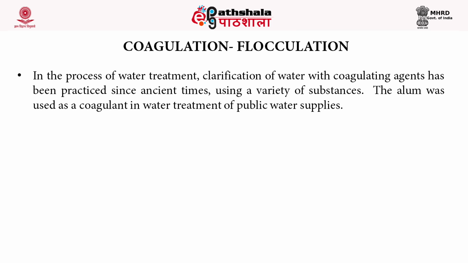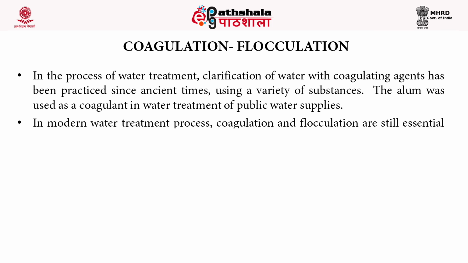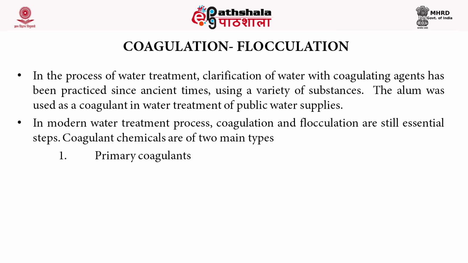In the process of water treatment, clarification of water with coagulating agents has been practiced since ancient times using a variety of substances, and alum was used as a coagulant in water treatment and more formally in the treatment of public water supplies since the 17th century. But in modern times also, in the water treatment process, coagulation and flocculation are essential steps.